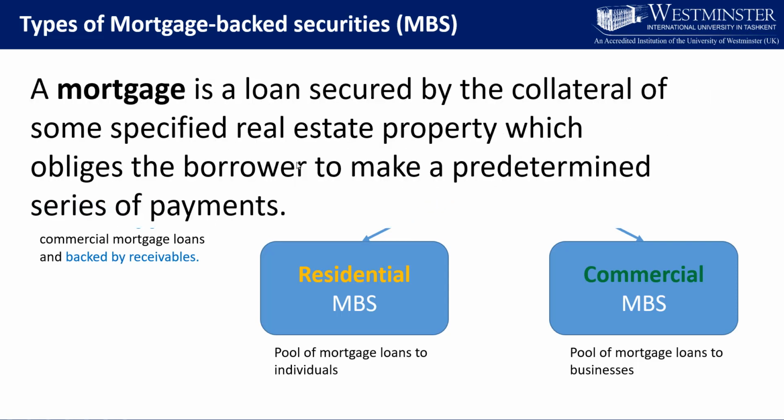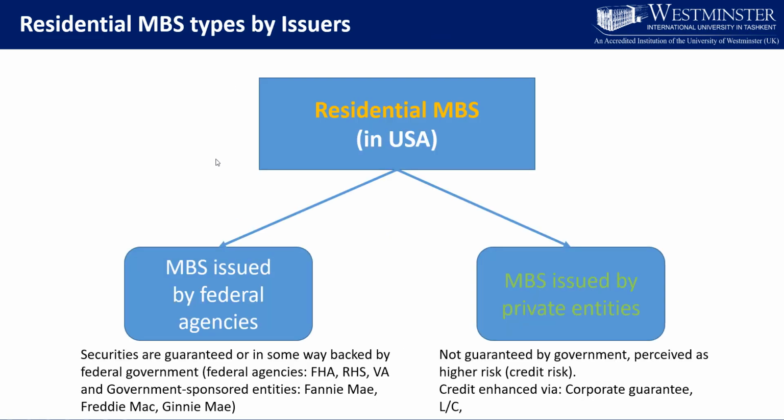Now, I said this before, but I think it's important to emphasize: a mortgage is a loan secured by the collateral of some specified real estate property, which obliges the borrower to make a predetermined series of payments. So this is what a mortgage is. Residential MBS also is subdivided by type in terms of issuer. MBS issued by federal agencies, considered usually high quality, and MBS issued by private entities.